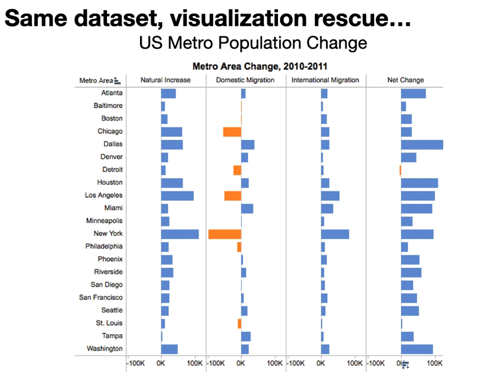Okay, here is the same data set, but in a visually rescued format. So we still have a lot of information here. Now each city is a row, and we've still got the 4 columns. We're showing natural increase, which I think is births. We've got births, migration of people from other places in the US, migration of people internationally, and then net change for each city.